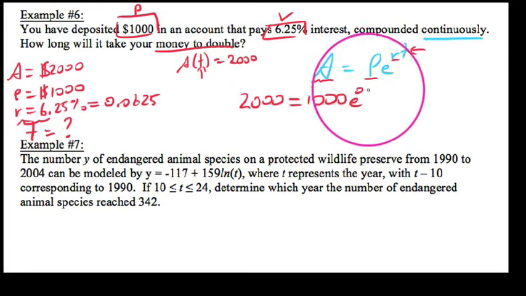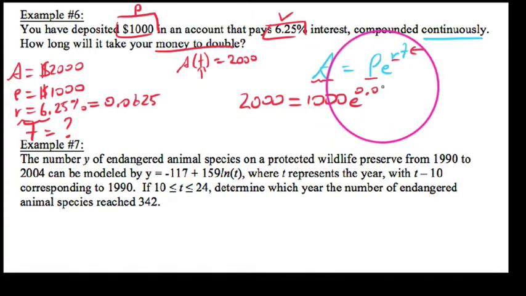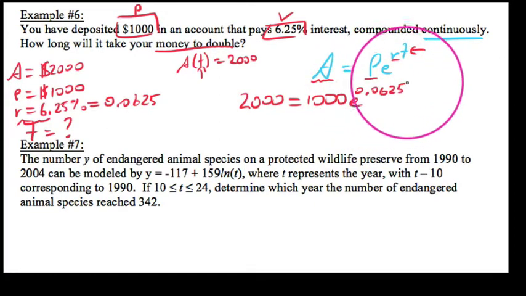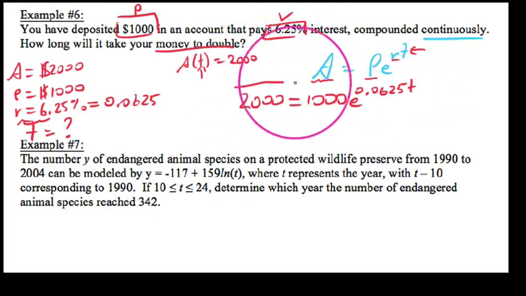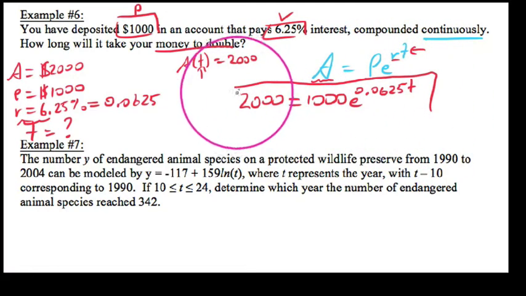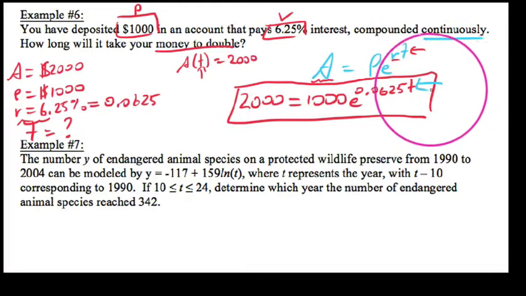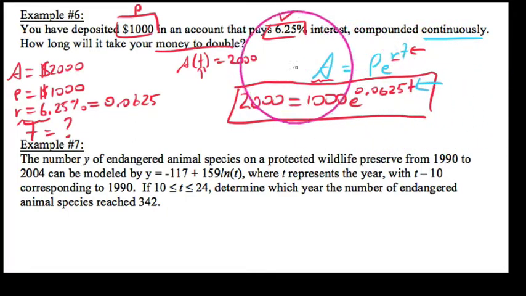to the power of 0.0625 times our time, and we're just going to leave that time out. We don't know the time. But see, here's the thing, we actually want to solve for this in this case. So this is pretty cool. We actually know how to do this now.